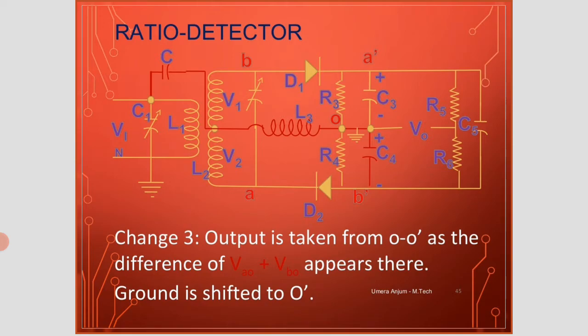In the next slide, the change is that output is taken from O to O dash. As the sum VA0 plus VB0 appears there, ground is shifted to O.